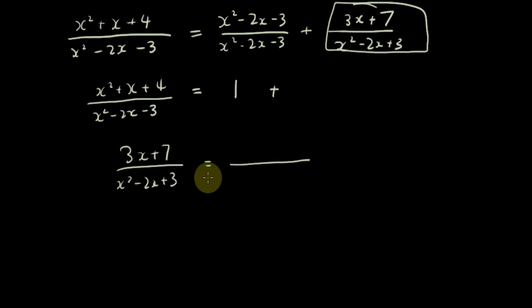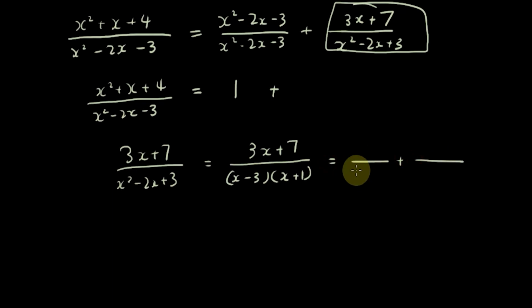Okay, I'm going to turn the bottom into two brackets multiplied by each other. X minus 3, x plus 1, as talked about earlier, how to factorize a quadratic. Okay, and the top is still the same. Okay, then I can do the partial fraction split. X minus 3, x plus 1, a, b here.